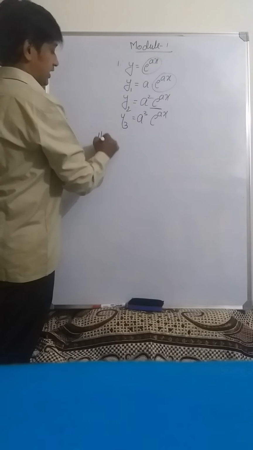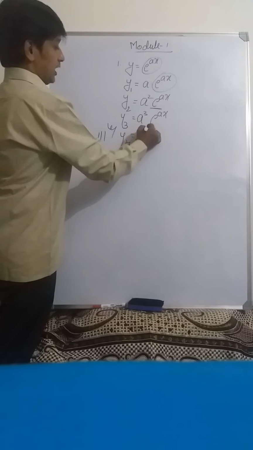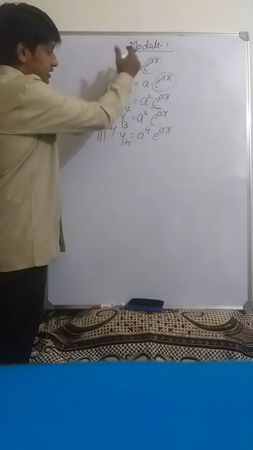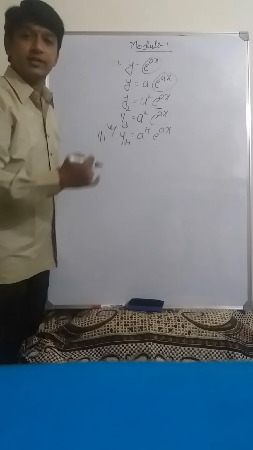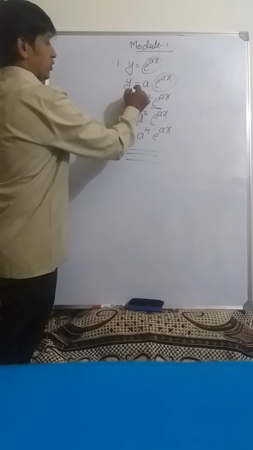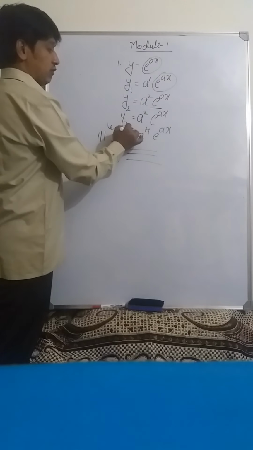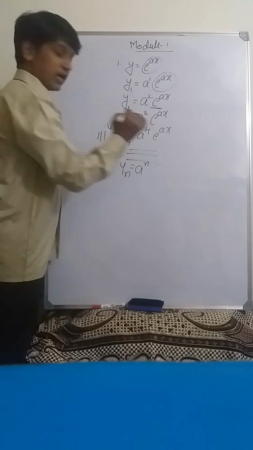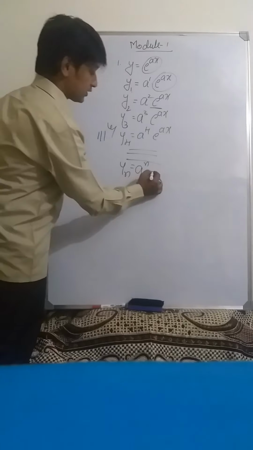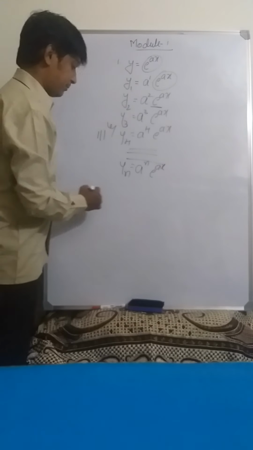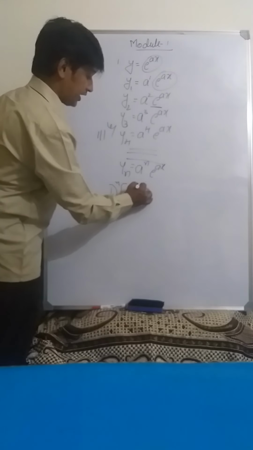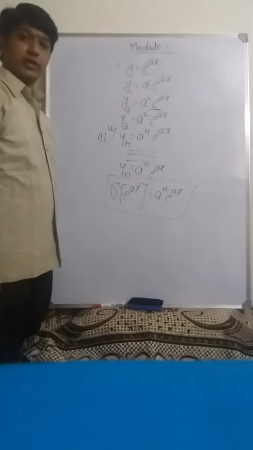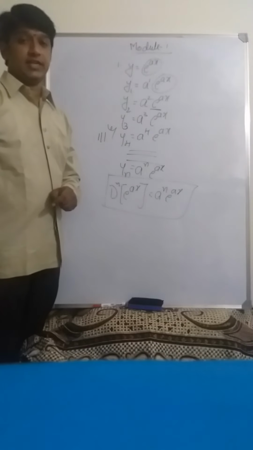So one can easily judge what we are going to get in the next term. y4 will be a power 4 e power ax. Now it is in a proper order, and from this order we are in a position to judge what we are going to get in the nth term. For y1 it is a power 1, for y2 a power 2, for y3 a power 3, y4 a power 4. In yn what should it be? It should be a power n, and e power ax is there in all the terms. So the nth differentiation of e power ax is equal to a power n e power ax.